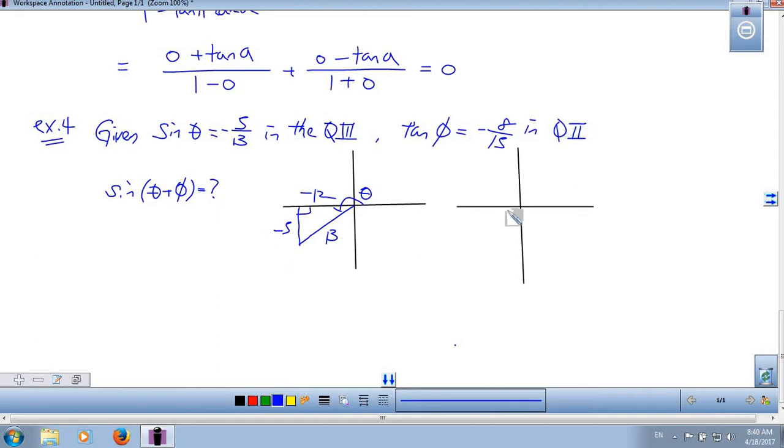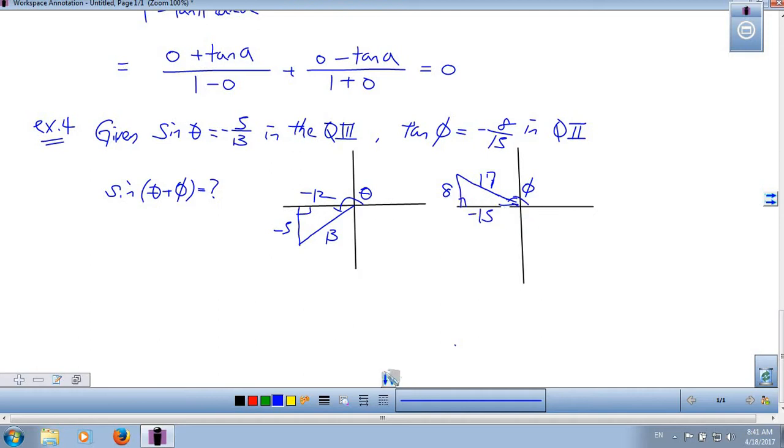Now what about tangent phi? Tangent phi is in quadrant 2. The opposite is 8, because the opposite is still positive. The adjacent here is negative 15. It has to be negative because it's in the negative x direction. So the hypotenuse should be 17 by the Pythagorean theorem. It's a Pythagorean triple as well, so they give us very good numbers here. This is angle phi.